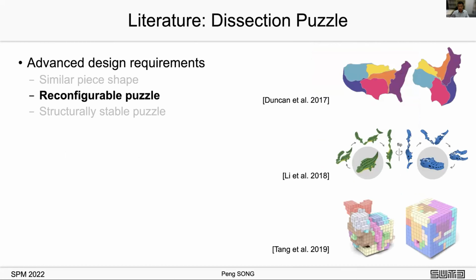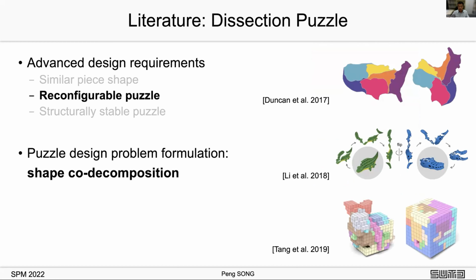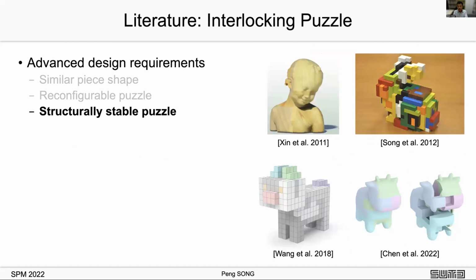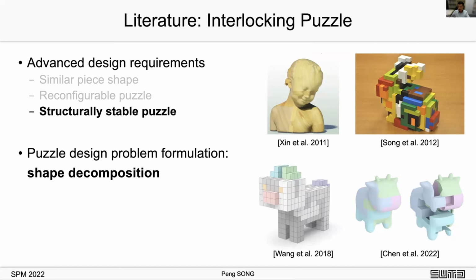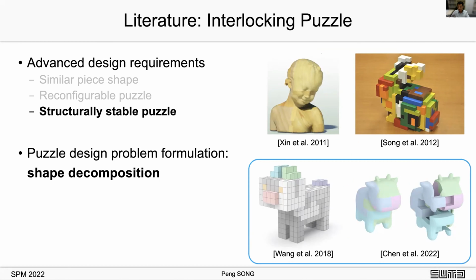Dissection puzzles have multiple distinct shapes and can be reconfigured among these shapes. To design these puzzles, multiple shapes, usually two shapes, are taken as input, and the puzzle pieces can be generated by code decomposition. Interlocking puzzles are structurally stable when all the puzzle pieces are put together. Starting from the pioneer work by Peng et al., we have developed several computational approaches for designing interlocking puzzles. Design of interlocking puzzles is typically formulated as a shape decomposition problem. In this talk, I will introduce two pieces of recent research work in this topic.